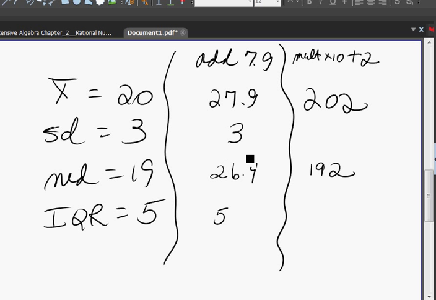Why do those always stay the same? They only stay the same if we have done addition, but the multiplication makes us more spread out. So what's my standard deviation? 30. Don't add the 2. Why not? Oh, addition. Yeah. Got it. Okay. What's my new IQR? 50. Don't add the 2. Okay. Cool. I knew I could do that in 10 minutes.